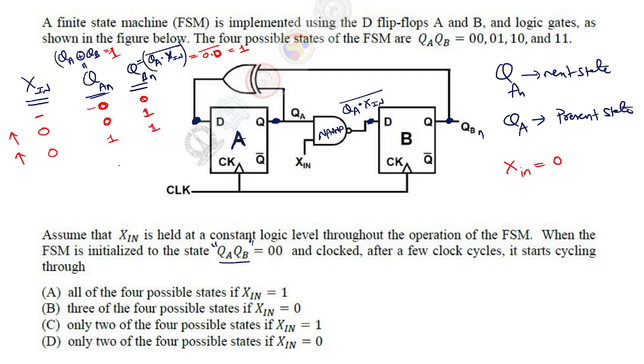You continue and see if there is any cycle that will be repeating or not. Now, the present state is 1 and 1. Accordingly, these inputs will change. Now, 1 XOR 1 is 0. And Xin is always 0, so QBN will always be 1. So you have 1 and you have 0 when you apply the clock.